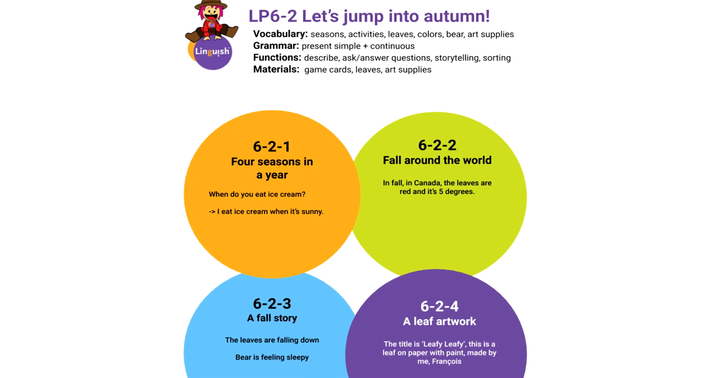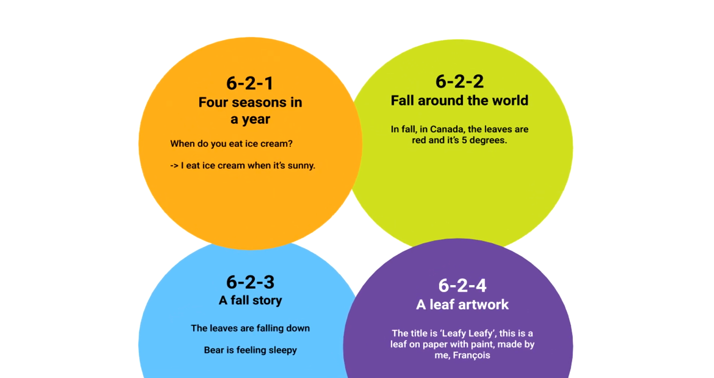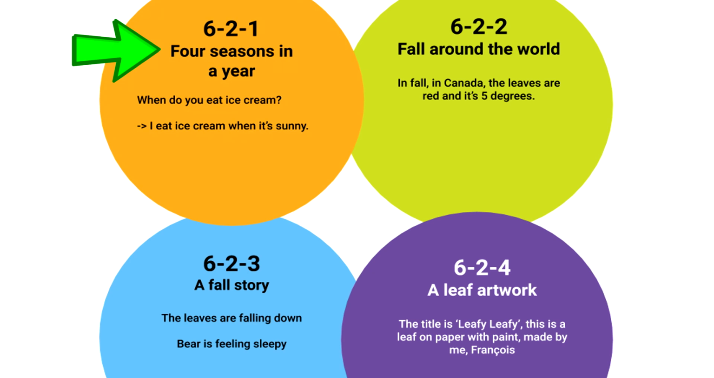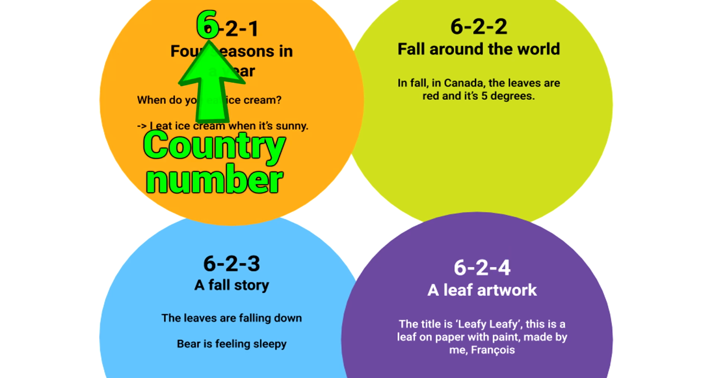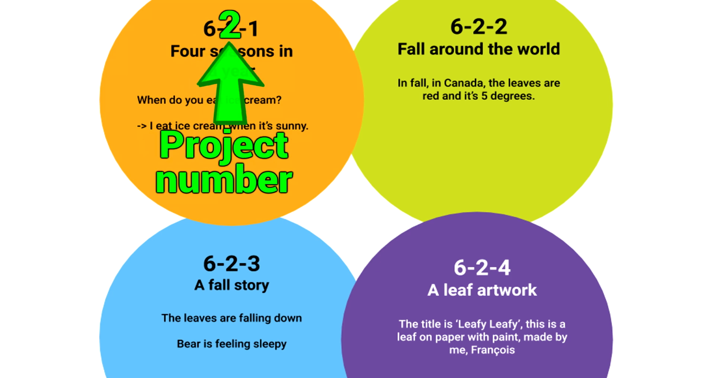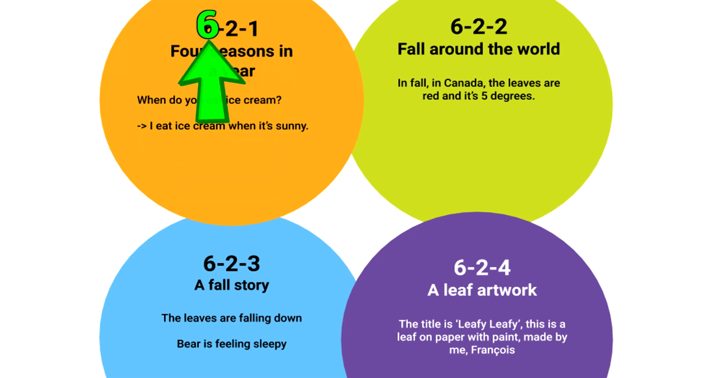Now each project is divided into 4 lessons. The 4 lessons here are 4 seasons in a year, fall around the world, a fall story, and a leaf artwork. So lessons 1, 2, 3, and 4. And if you've been following our system, country 6, project 2, lesson 1, 6, 2, 1. Bear with me, it's going to be useful for later.